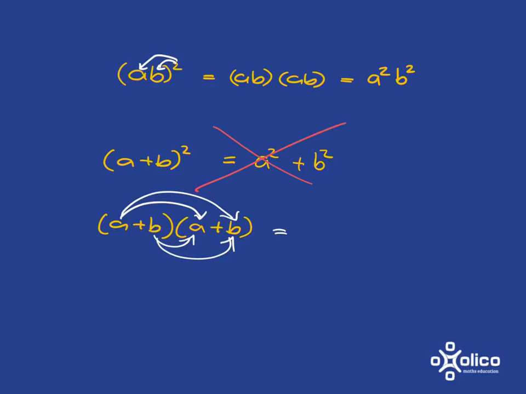And so what you end up with is a times a, which is a squared. Then you have a times b, which is ab, and then you have b times a, which is ba, and then you have b times b, which is b squared, and so you get a squared plus 2ab plus b squared. We're going to go over this a lot more later on in the year, but I just want you to note for now that although it's absolutely fine when you've got multiplication inside the bracket, an exponent out, to just simply apply the exponent to each thing in the bracket, it's not okay if you have addition or subtraction.